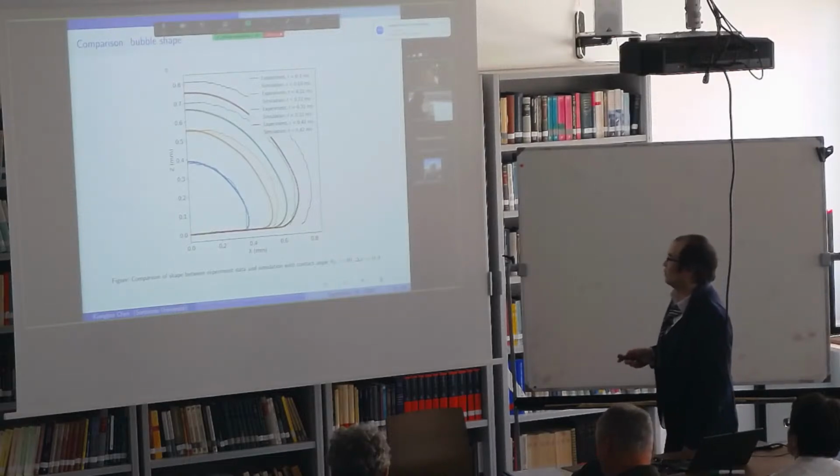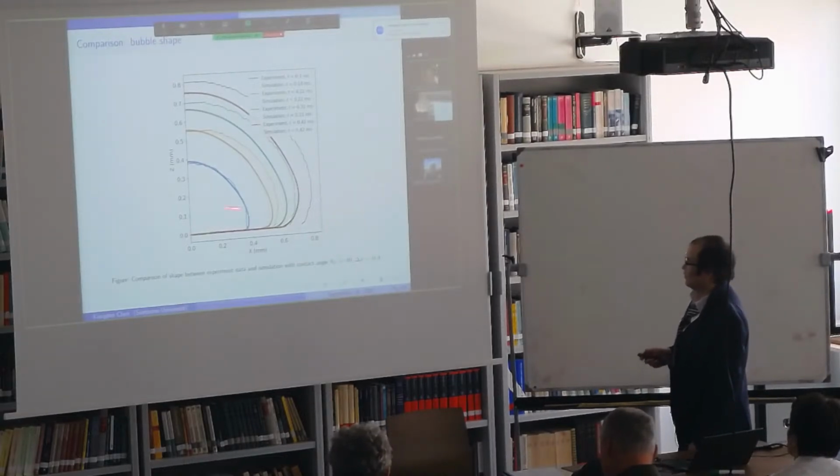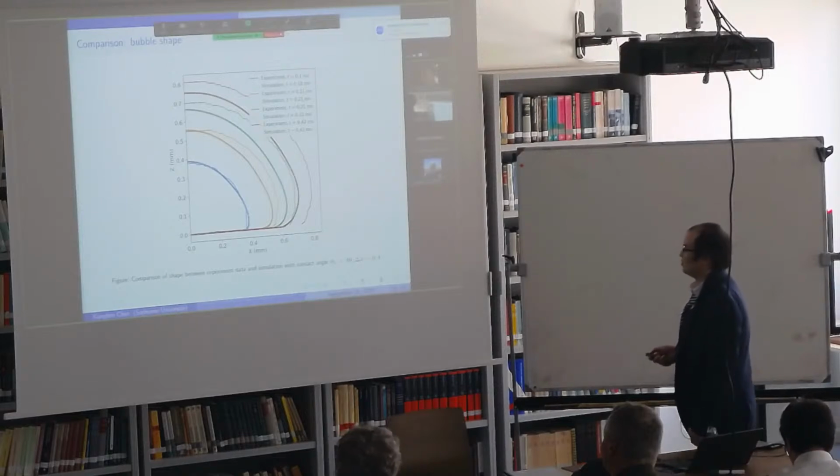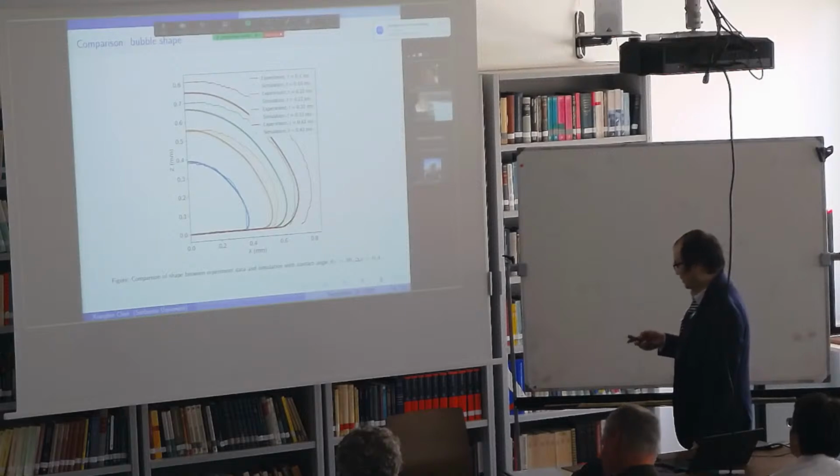And for the comparison of the bubble shape between the numerical result and the experiment, in the early stage the agreement is relatively good, but in the later stage, you see the red line and the thick red line, there is some difference. And there are a lot of possible reasons. One possible reason is that the initial temperature region in the liquid side is not what we get through the temperature equation.